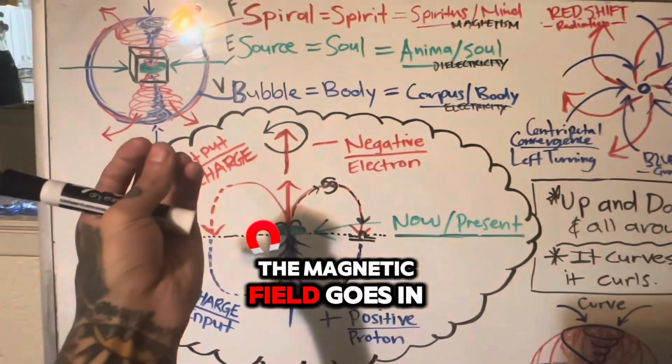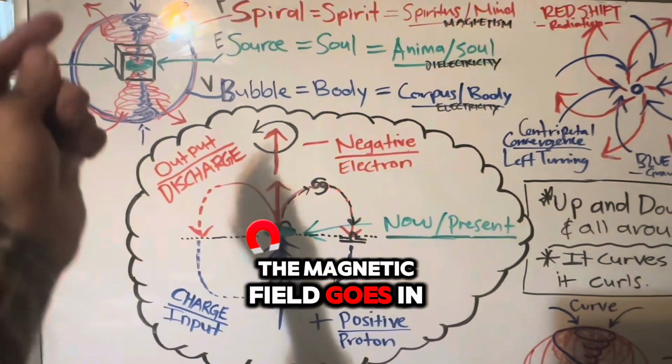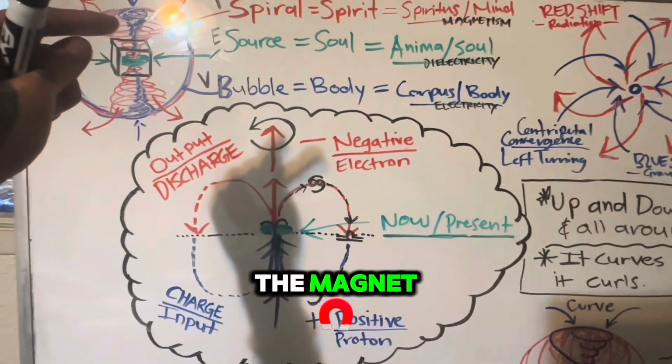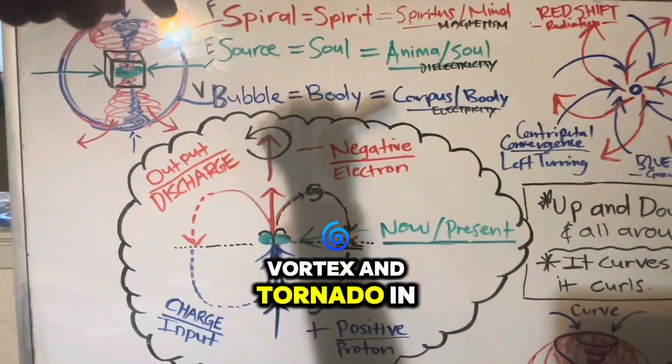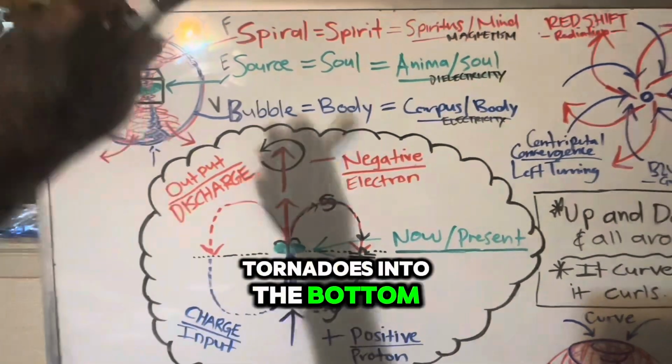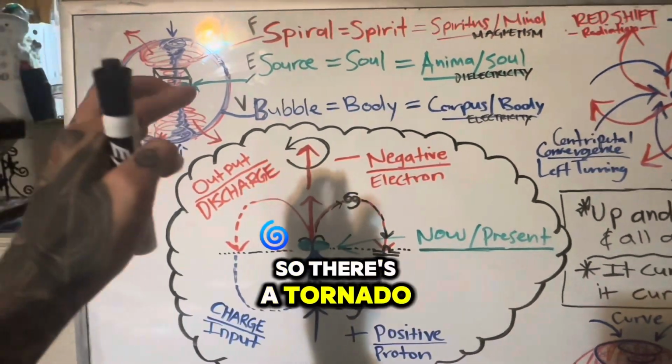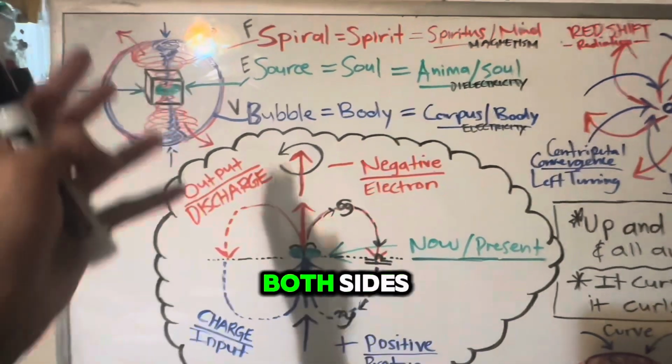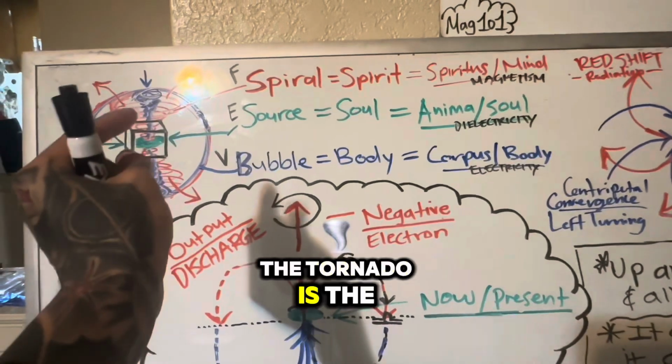The magnetic field goes in, through, and out of the magnet, but it doesn't just vortex and tornado in the top and out the bottom. It actually vortexes and tornadoes into the bottom and out of the top. So there's a tornado and a toilet on both sides. The tornado is the red lines.